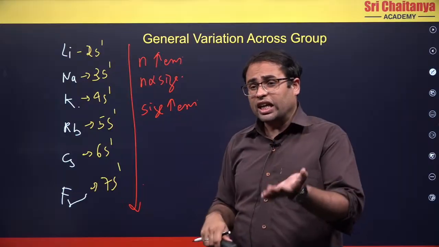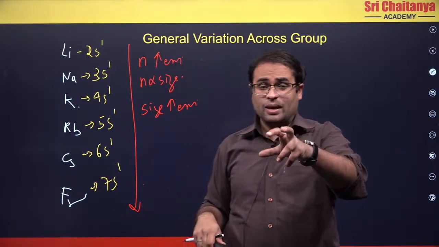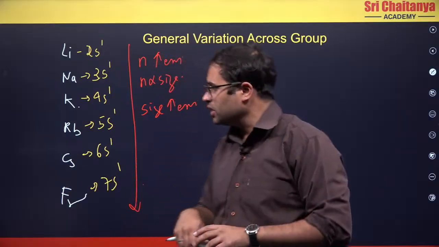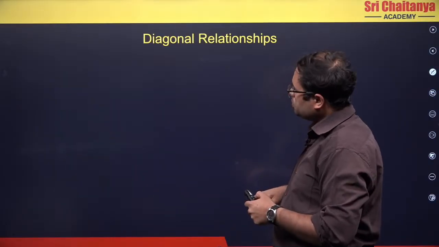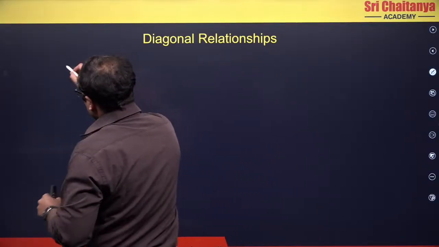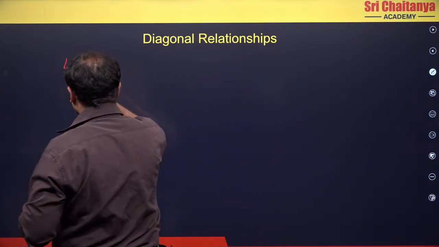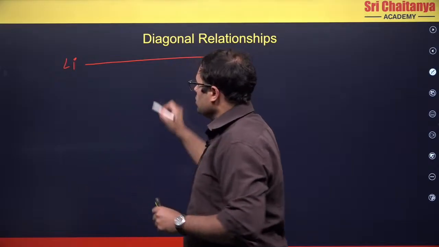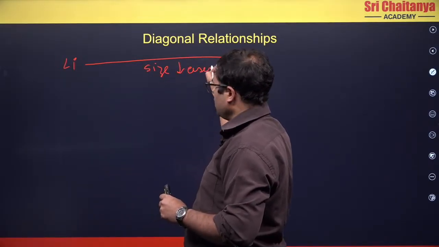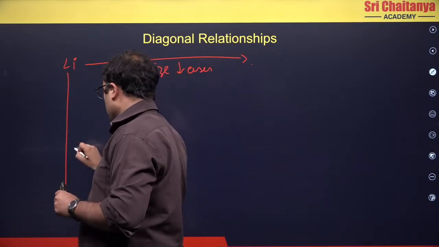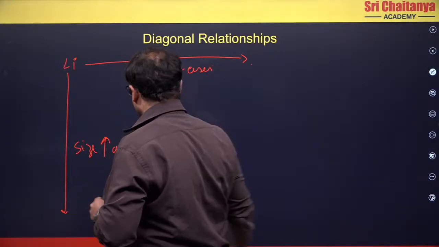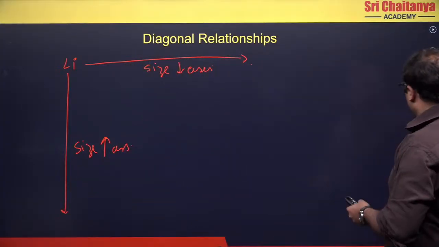But if you go to the 13th group and 14th group, there are some exceptions there because of D block and F block contraction. I've already discussed that with you. Now, one thing we have established till now: suppose you go from lithium to this side, your size decreases, right? If you go down, size increases.